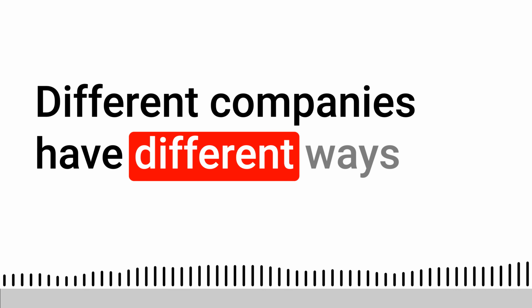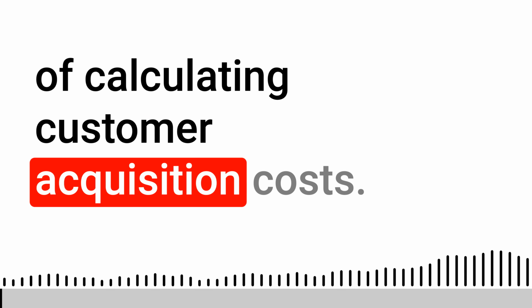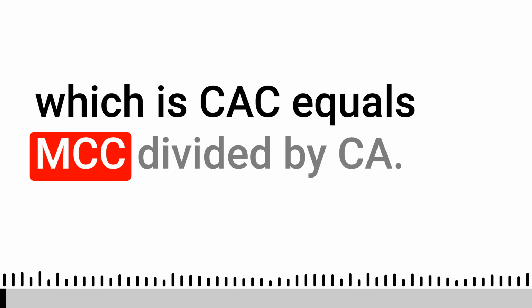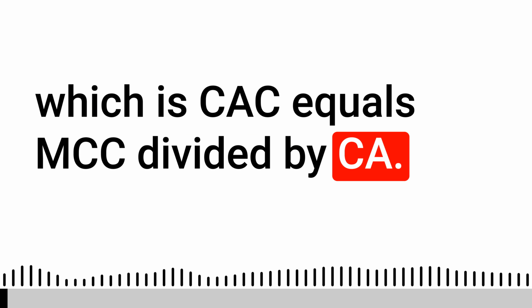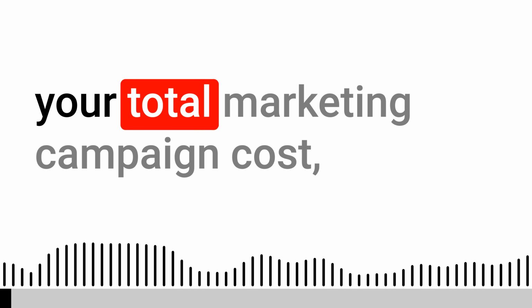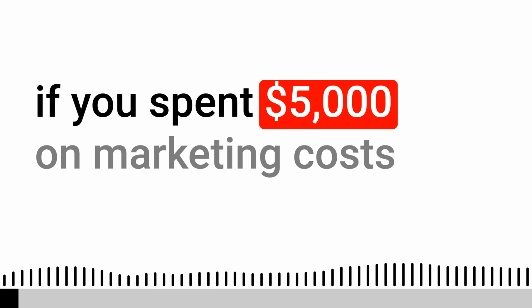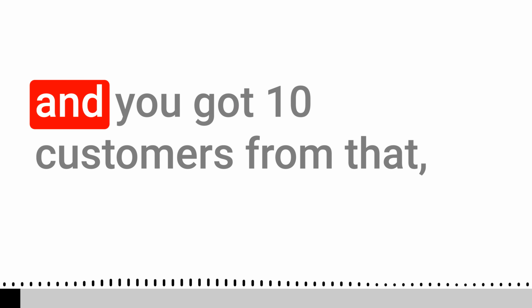Different companies have different ways of calculating customer acquisition costs. So let's just start with the simple formula, which is CAC equals MCC divided by CA. Basically, that stands for customer acquisition cost equals your total marketing campaign cost divided by the total number of customers acquired, CA. So, for example, if you spent $5,000 on marketing costs and you got 10 customers from that, each customer would have an acquisition cost of $500.